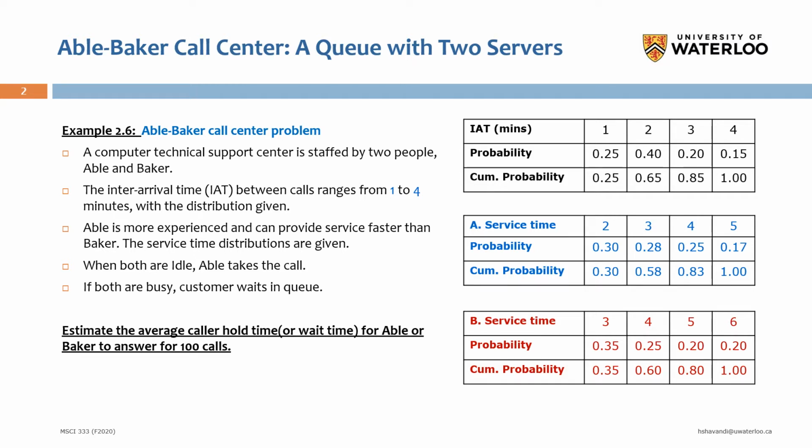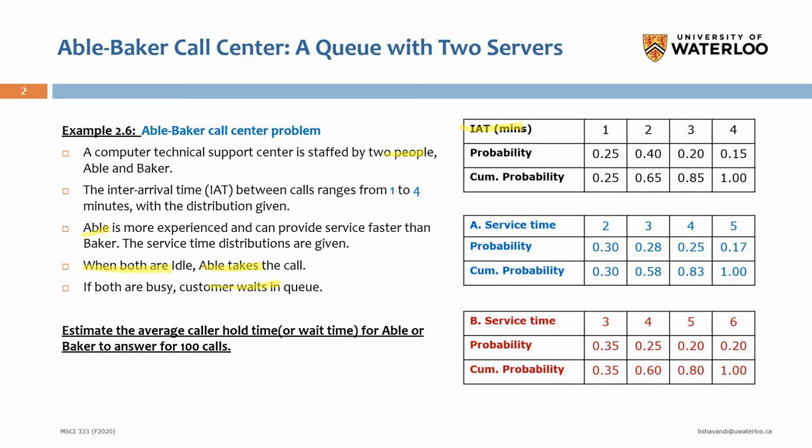So just for review, this is a computer technical support center, and it's staffed by 2 people, Able and Baker, and we have the distribution for interarrival times in minutes. Here it's a discrete distribution, and Able is more experienced than Baker, so the service time for Able is usually shorter than Baker. When both are idle, Able takes the call, and if both are busy, the customer waits in queue.